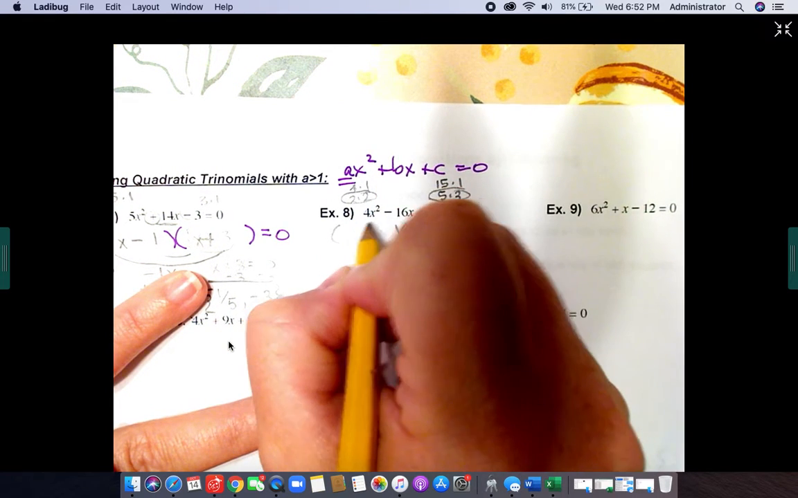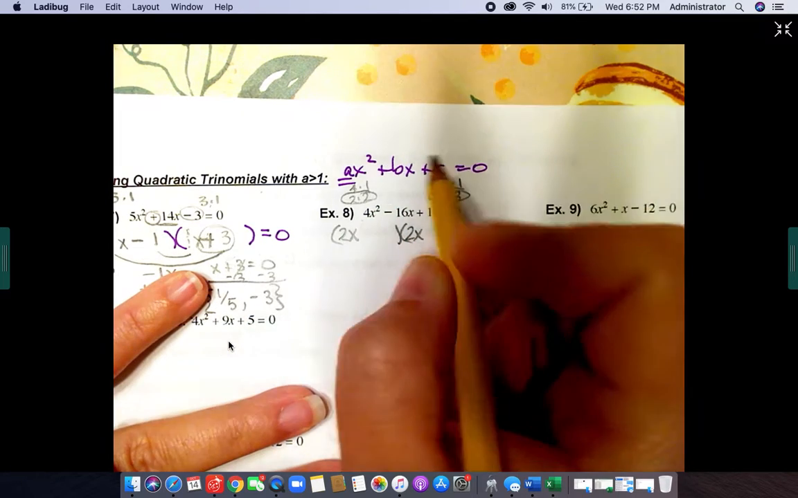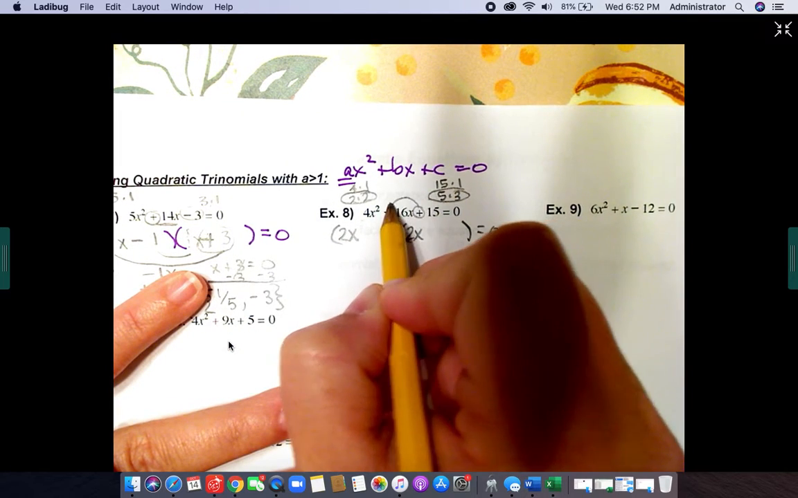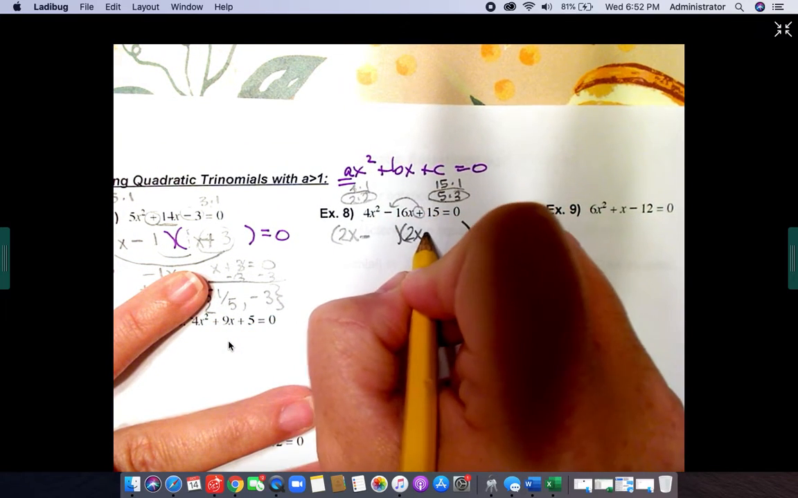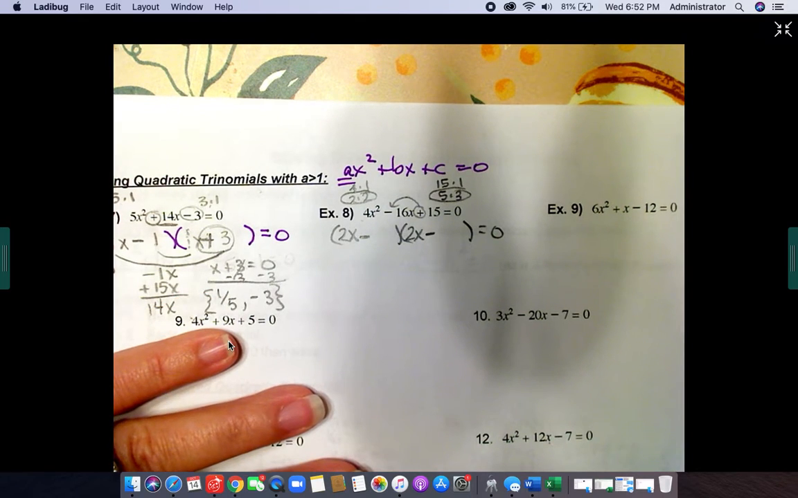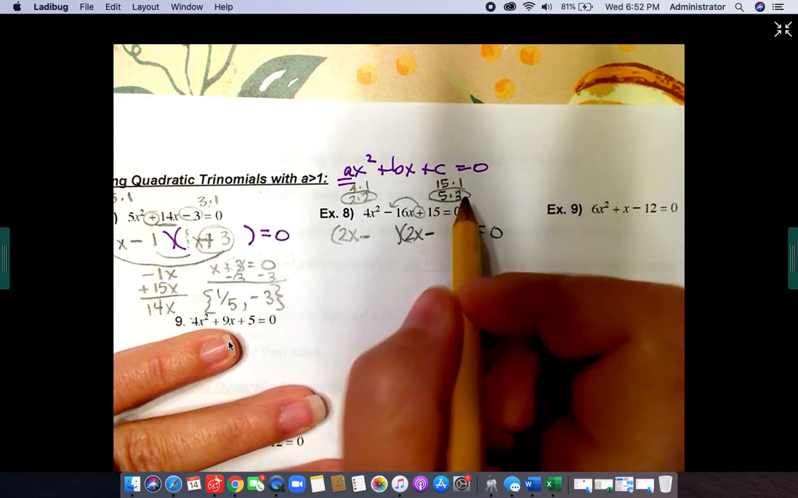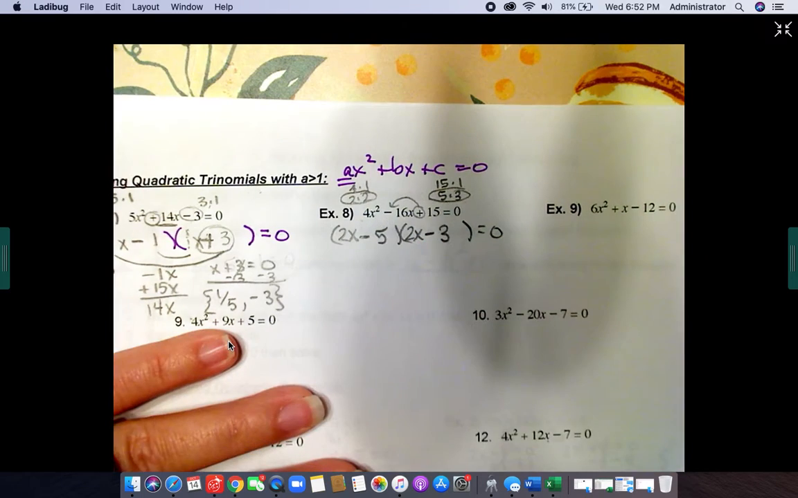So if it's 4x squared, and we're going to try 2 and 2, then that's going to be 2x and 2x. Our signs, luckily, because our constant term is positive and we copy the sign of our linear term, we can go ahead and put the minus minus in there and not really worry about it. And in terms of the 5 and 3, since they're both 2x minus and 2x minus, it doesn't matter which one you put first, the 5 or the 3.